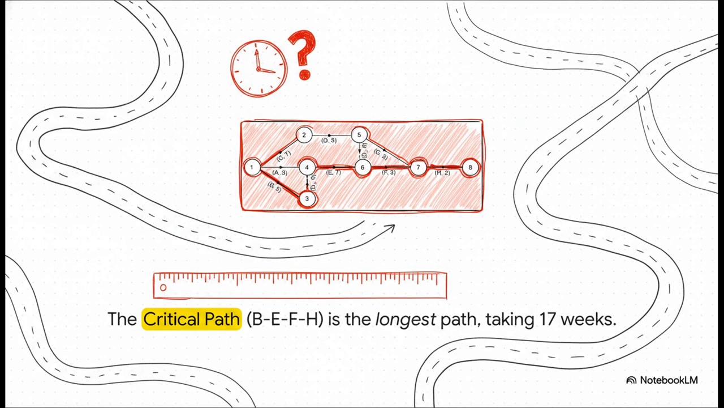Here's the trick, and I know it sounds a little weird at first. We find the longest path through the network. Yeah, the longest one. But think about it for a second. The whole project isn't done until every single path is done. So it's the longest chain of connected activities that actually sets the pace for the whole project. In this case, that path is B, E, F, H. Add them up and you get 17 weeks. That is our critical path.